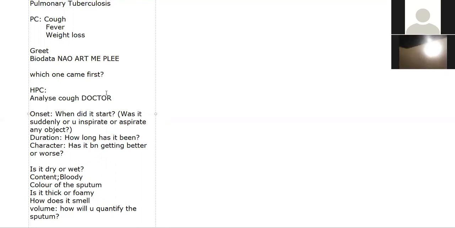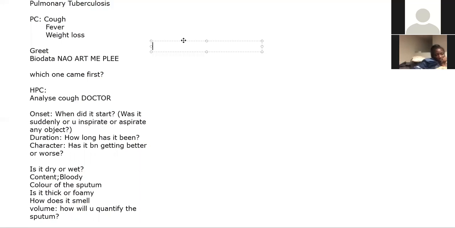So we go to the T. You want to ask about the T. The T is the time. So you want to ask, this cough, when does it get worse? Is it at night or in the day? The time of the cough. You know, some cough mostly occur majorly at night. Some is during the day, depending on the disease that is affecting the person.